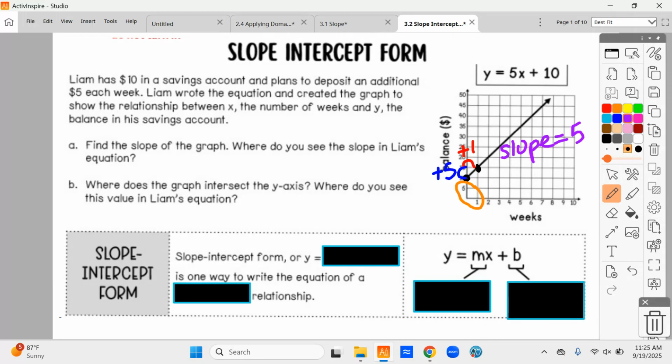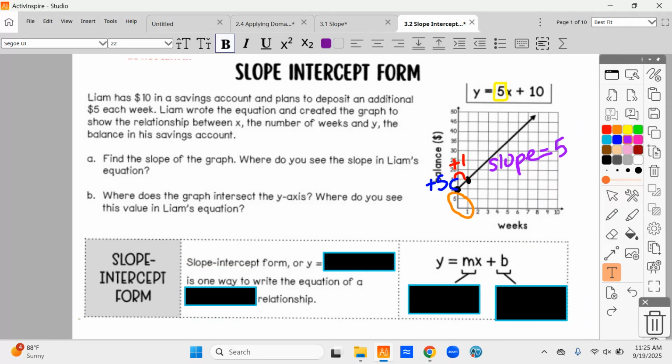Okay, so where do we see that in his equation? It's the coefficient of x. So the slope is 5, and it is the coefficient of x.